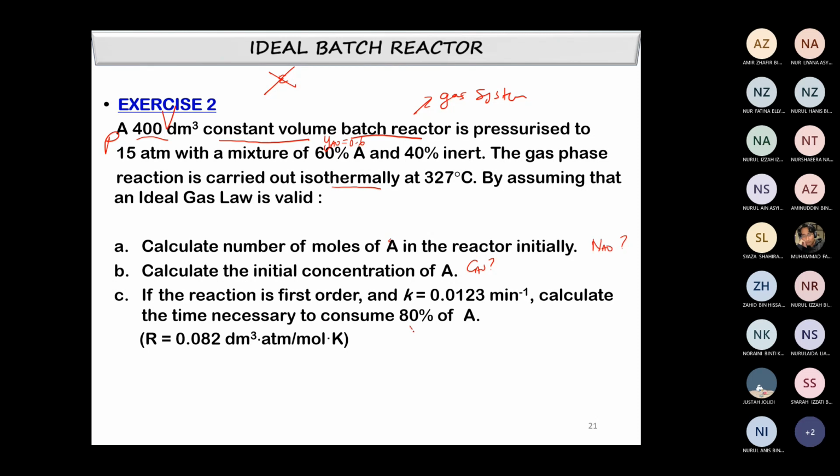So dia dah bagi X, dia dah bagi K. Tengok pada R dia, R dia bagi decimeter cube, atm per mol K. So temperature kena convert to Kelvin. So 273 plus with the 327. So you will have berapa Kelvin ni lah.